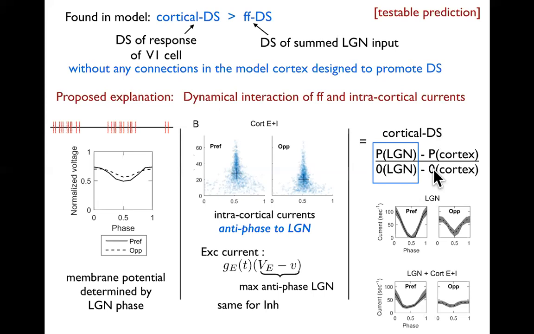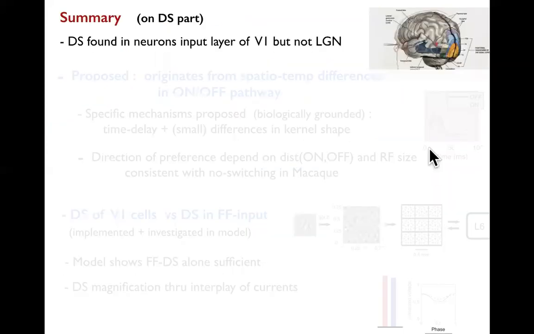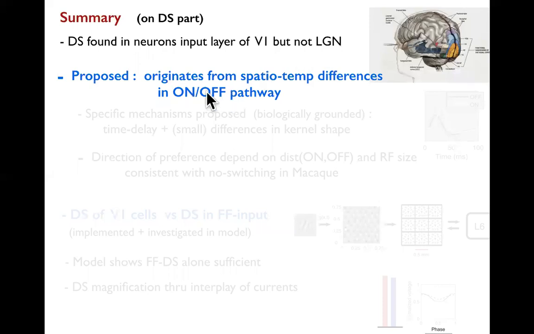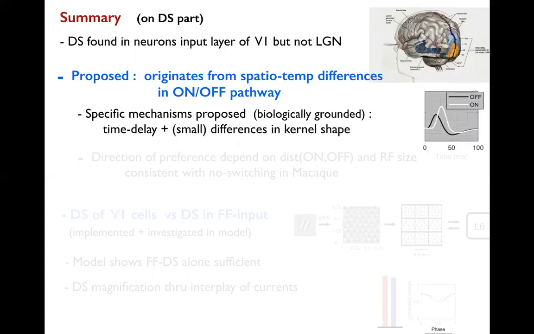And that's our explanation. If I could take one minute to summarize, this is on the DS part. DS is found in neurons in the input layer to V1, but not in LGN, so we need to explain that. The proposal is that it originates from the spatial-temporal differences in the on-off pathways, and the specific mechanisms proposed that are biologically grounded are a time delay and also a small difference in the kernel type, the kernel shape.